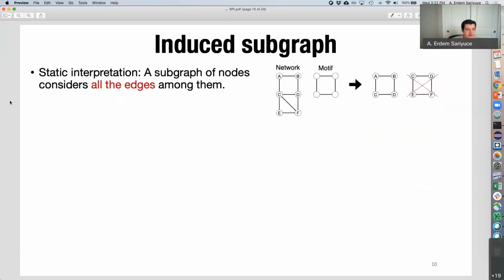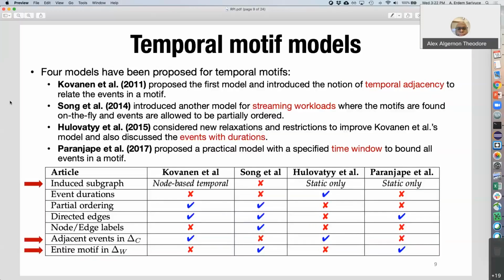Can I ask a clarifying question? Sure. What exactly is a model? A model is basically how you define the connections or the timing constraints between the nodes and events in your network motif, in this case, a temporal motif.